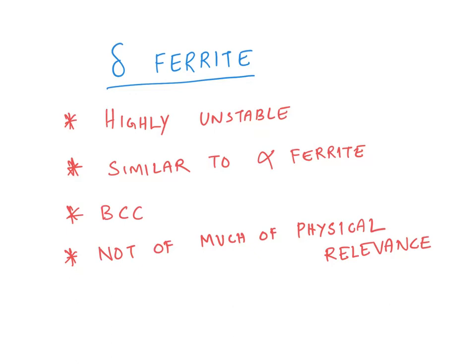Moving to the next phase, delta ferrite. We saw it on the left topmost portion of the phase diagram. It is an unstable product. It is only stable at a very high temperature, and that too for a very narrow region in the phase diagram. It is pretty much similar to alpha ferrite, and the crystal structure is again BCC, but it is not of much relevance to real life applications. So as engineers, we are not bothered about the delta ferrite phase that much.